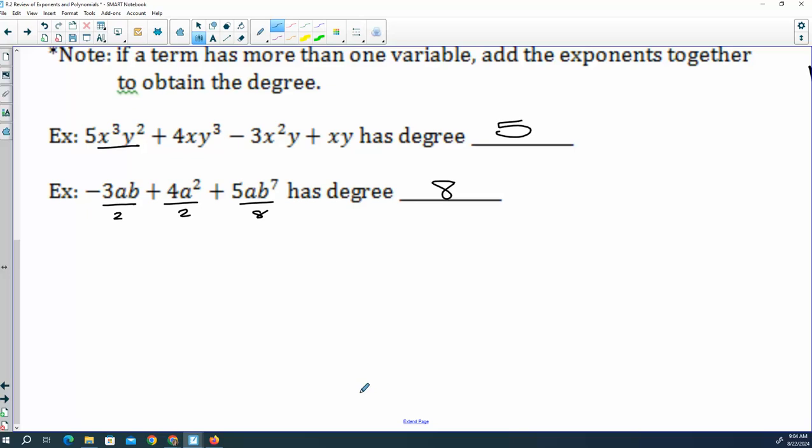Any questions, issues so far? I only have about 3 minutes left, so I'm going to stop today. Tomorrow we're just going to probably do some addition, subtraction, multiplication with these polynomials.